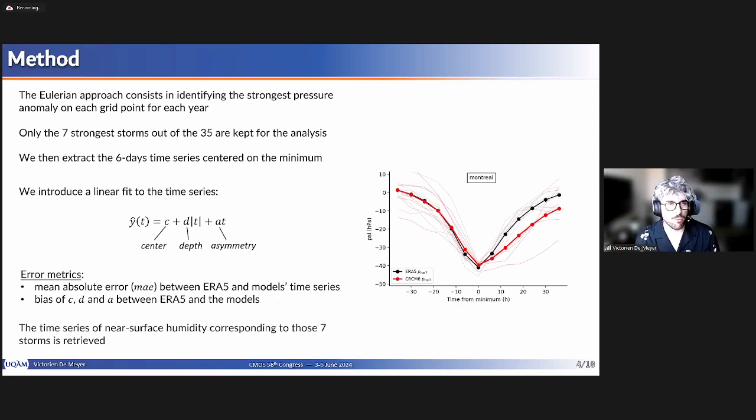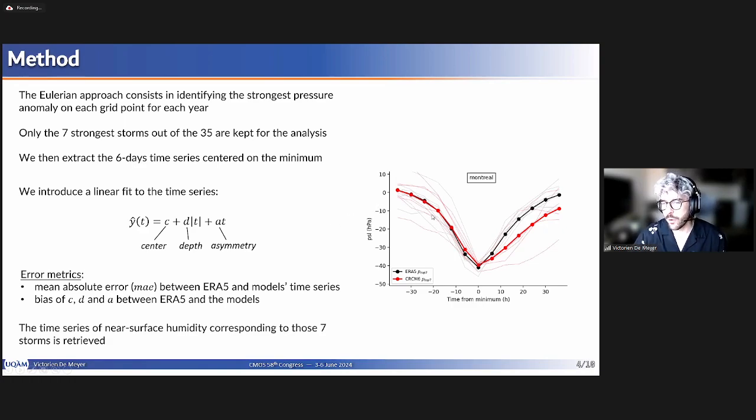So the Eulerian approach we use consists in identifying the strongest pressure anomaly on each grid point for each year. It means that across all North America, for every grid point, we have the 35 strongest storms, one per year. We only keep in the analysis the 7 strongest storms out of the 35, and we then extract the 6 days time series around the minimum. That's what is shown here on the plot on the right side.